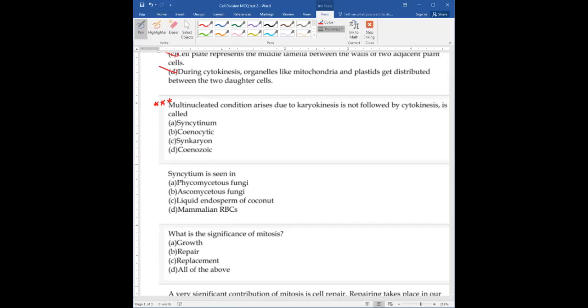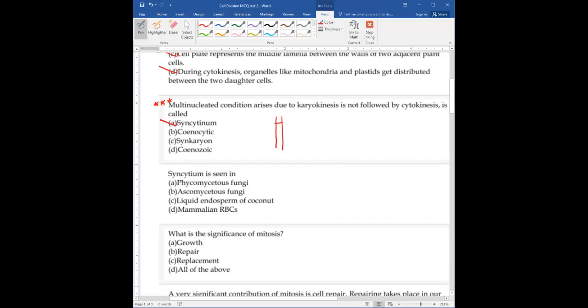And those who have been with me in ninth standard, you will remember we have done something of this in the economic importance of fungi. What is this? This is nothing but what we call syncytium. So remember, guys, syncytium. And where do we generally see this syncytium? This is generally seen in fungi, in coenocytic hyphae.